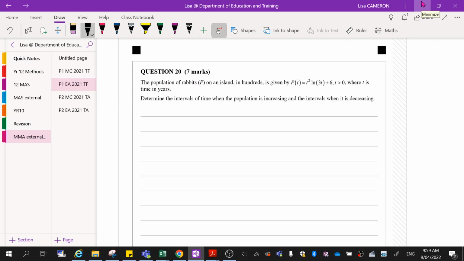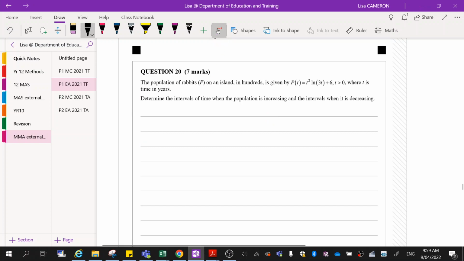Okay, so the rabbit population is given to us by that equation. Determine the intervals of time when the population is increasing and the intervals when it is decreasing. So I am going to be using the first and second derivative here. So let's start by calculating those guys, and then after you'll see why.